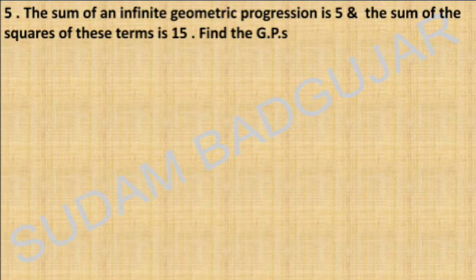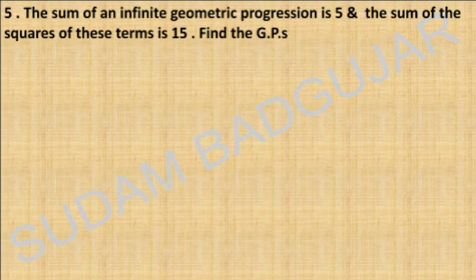The sum of an infinite GP, that is, an infinite geometric progression, is 5. The sum of infinite terms of the GP is 5, and the sum of the squares of these terms is 15. Find the GP, meaning you have to find the terms of the whole sequence.